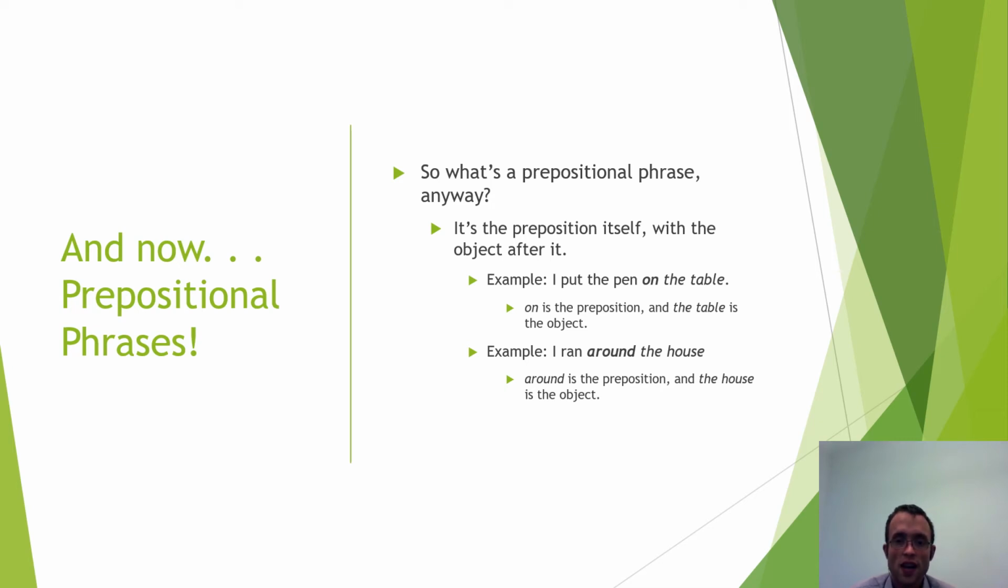Another example, I ran around the house. Around is the preposition and the house is the object. So for both of these examples, the words that I have in italics are the prepositional phrase. And in Greek, it works exactly the same way. In Greek, it's the Greek word and then the Greek preposition, and then the object that follows it.